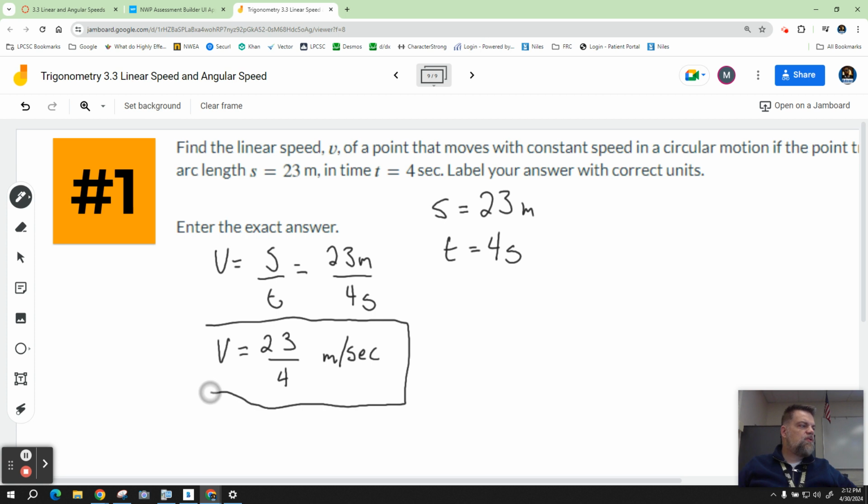What if that was 24 meters over 4? Well, then it would reduce. So always make sure. 23 is a prime number, so I can't reduce that anymore. So that's problem number 1. Okay, so that was a pretty easy one.